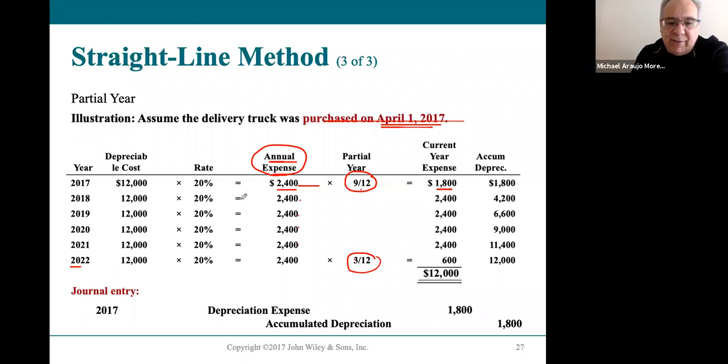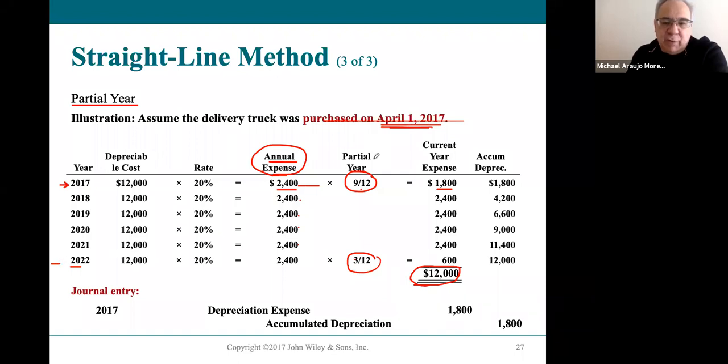Remember, it's still a 5-year deal. You can still write off the full $12,000 over that 5-year period, but your 5-year period is going to end on a different date. So this is what we call a partial year depreciation. It only happens in the very first year that you bought it, and the remaining piece of that rolls over to the very last year.